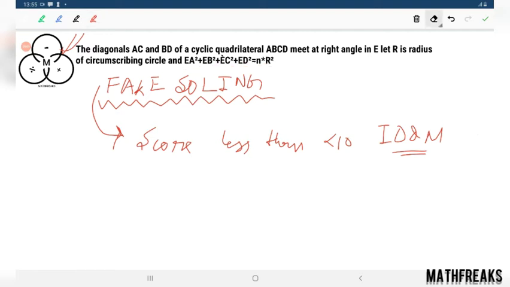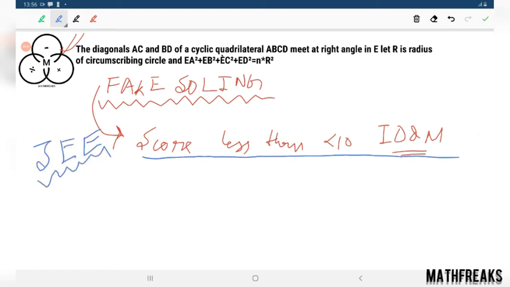That's why we are saying that this is for those who will score less than 10 in IOQM. Because this exam is not like JEE, it's totally different. We cannot go for any kind of shortcut. But still, if you think that you are a bad student and are going to score less than 10, then you can go for this method.